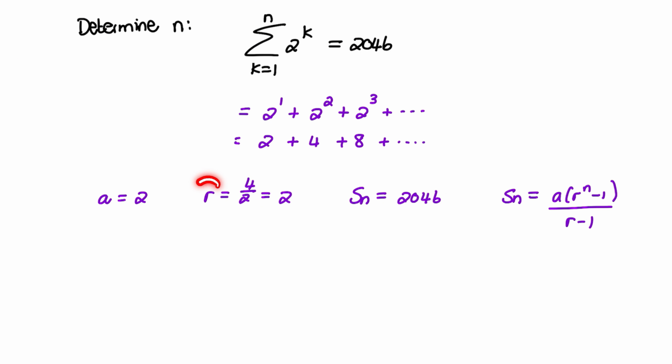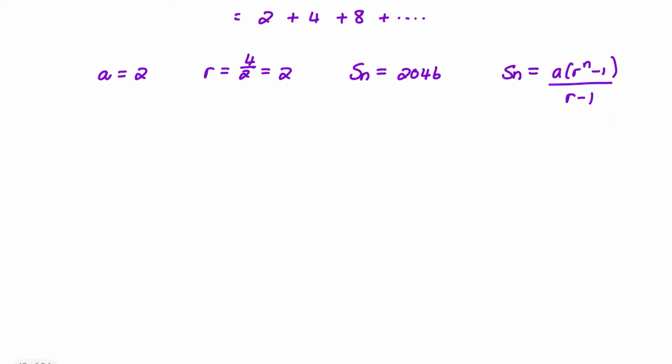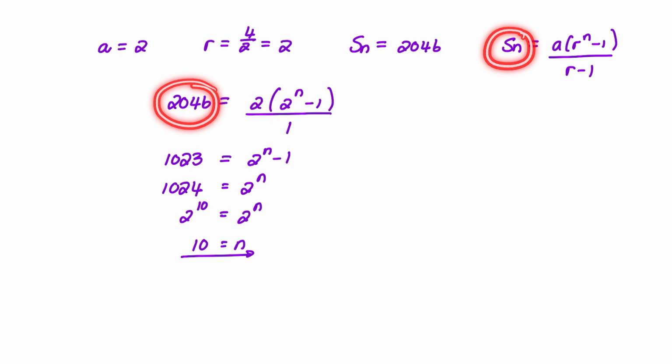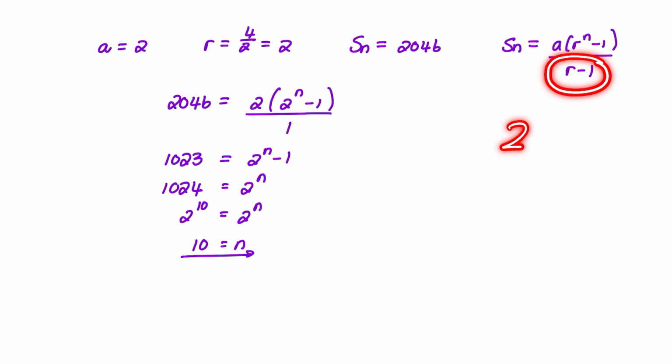And because we have a constant ratio between terms, we can use the geometric series formula that we have on our formula sheet. And that is what we are doing in our next few steps. We replace Sn with 2046. We have the value of a as 2 and the ratio also as 2. And in the denominator, we have r minus 1. So that is 2 minus 1, which leads me to 1. So we can kind of ignore this denominator.